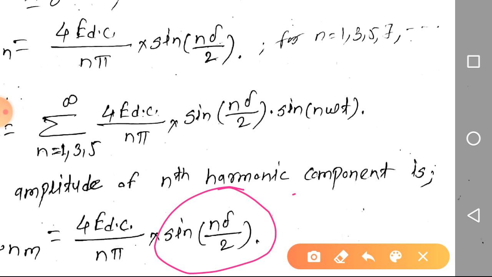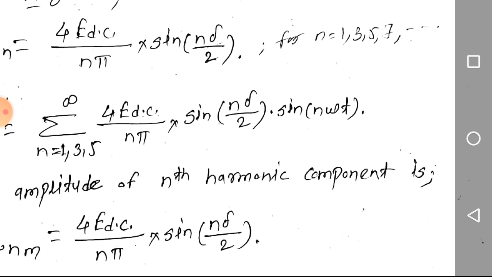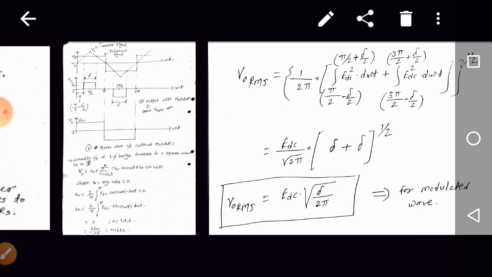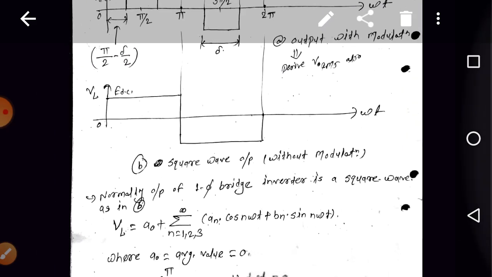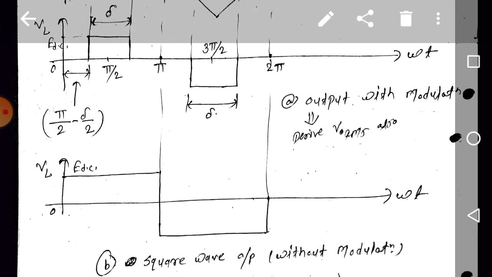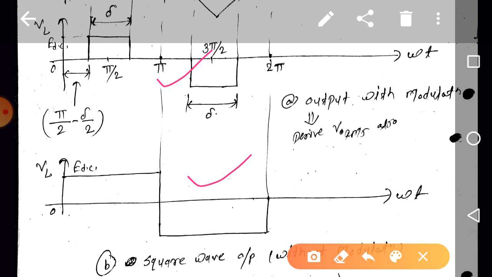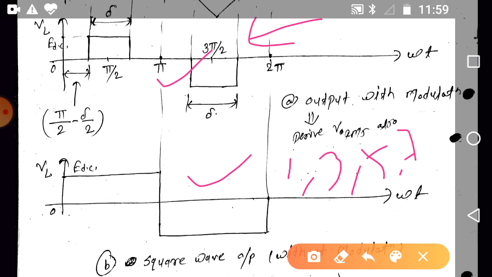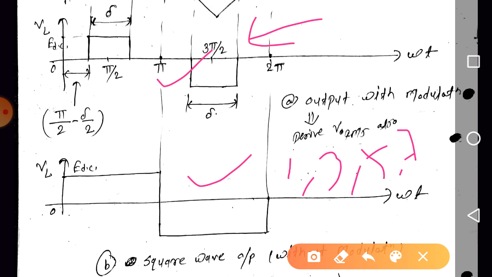And by selecting the particular delta, we can remove the particular harmonic from the output voltage. Now, we are having the unmodulated waveform, we are having the modulated waveform, right? Now, what is the harmonic content difference between the two waveforms? In these, harmonics 1, 3, 5, 7, all odd harmonics are present. But here, by selecting the particular delta, that is a pulse width delta, we can remove one harmonic.